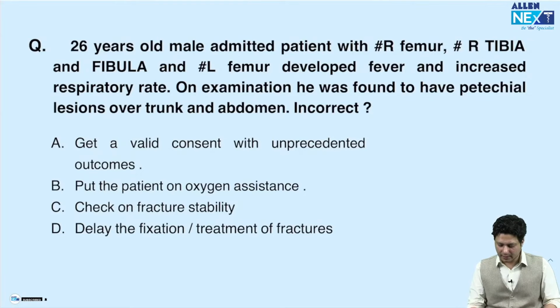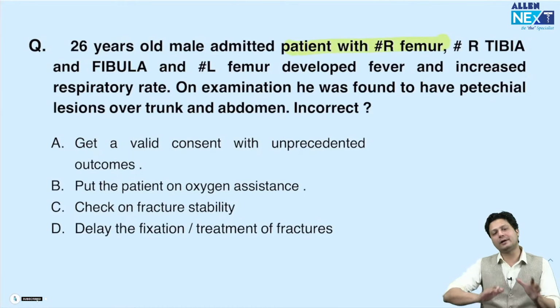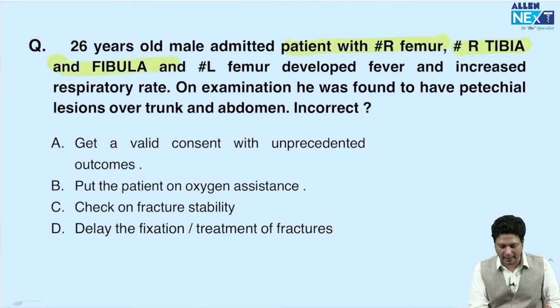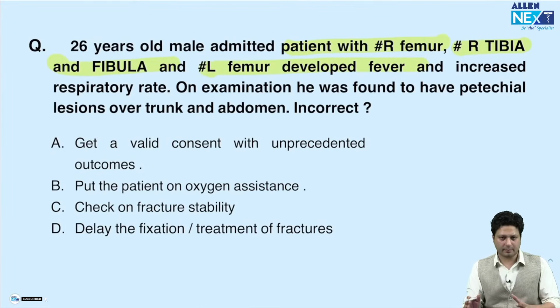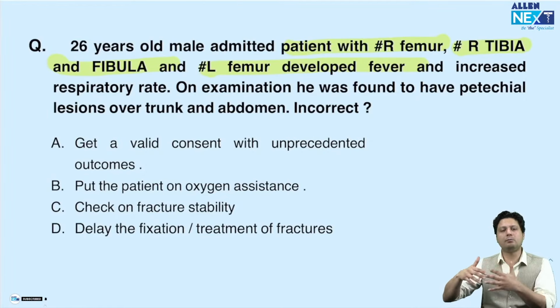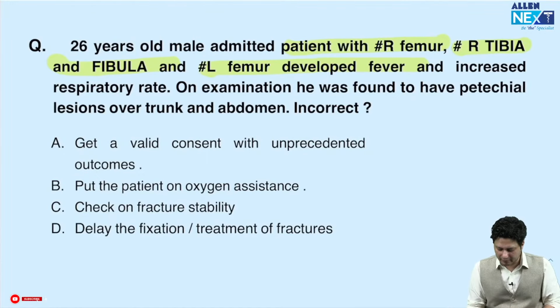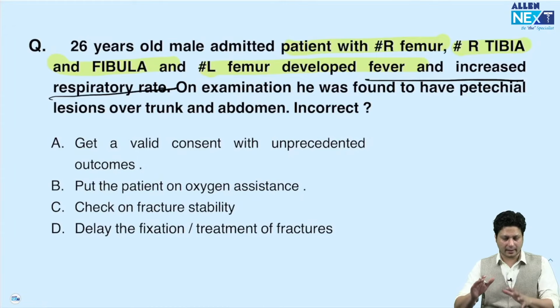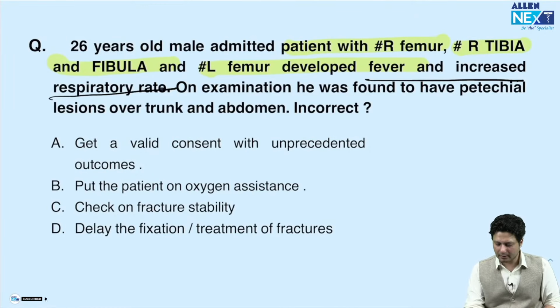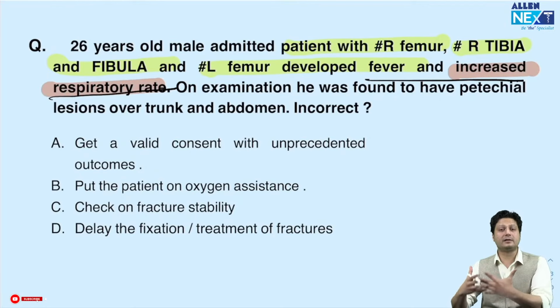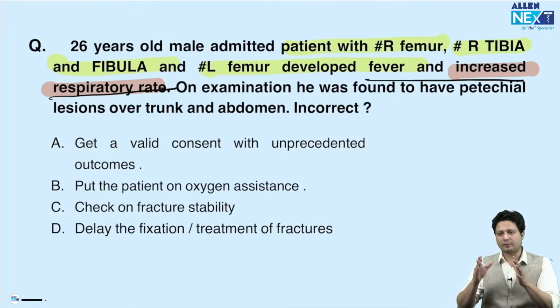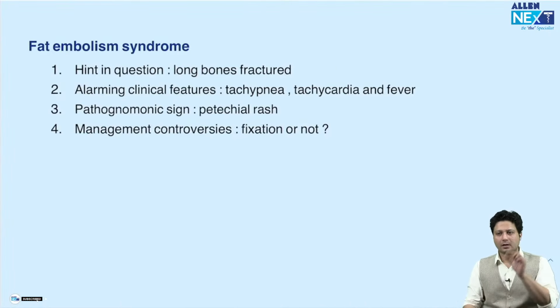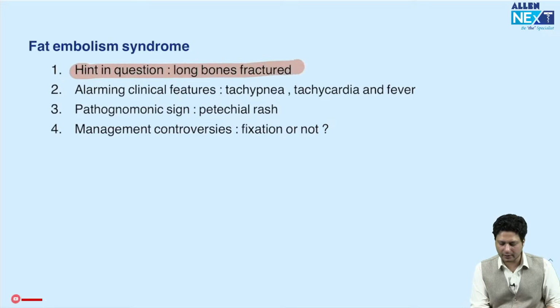Next question is a 26-year-old admitted patient. Now the patient is already admitted having a fracture in the right femur, right tibia and fibula, with the left femur developed fever. Now, what is the first point that is being mentioned over here? That the patient is having a fracture in the long bones and multiple long bones are fractured. The patient developed fever, all right, and increased respiratory rate. Now, for example, on third day, the patient has developed fever and respiratory rate. It raises the alarm that possibly the patient is landing up in fat embolism syndrome. As you know, fat embolism syndrome is associated with the fractures in the long bone. You see, hint in question that long bones are fractured.